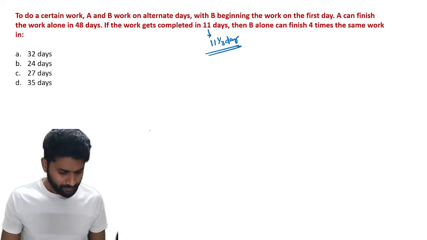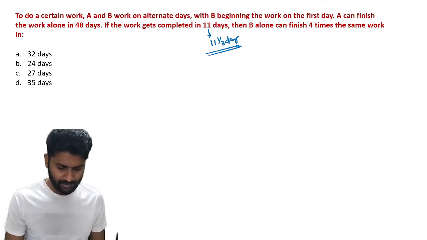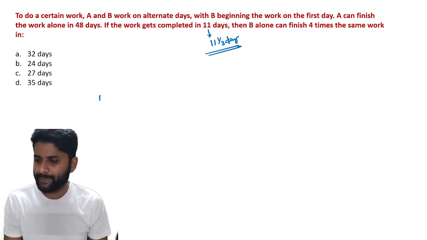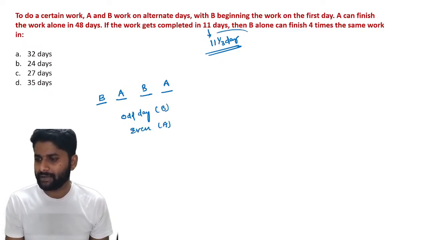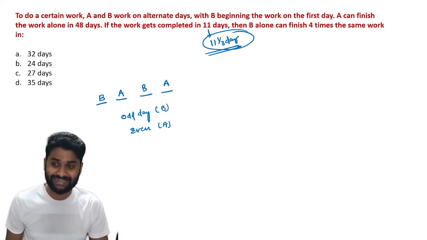Now guys, here the data clearly mentioned that they are working on alternate days. See, day 1 starts with B. B starts the work, then second day A, then B and A. It means every odd day B, every even day A. And the data clearly mentions that the total work is completed in 11 1/3 days.